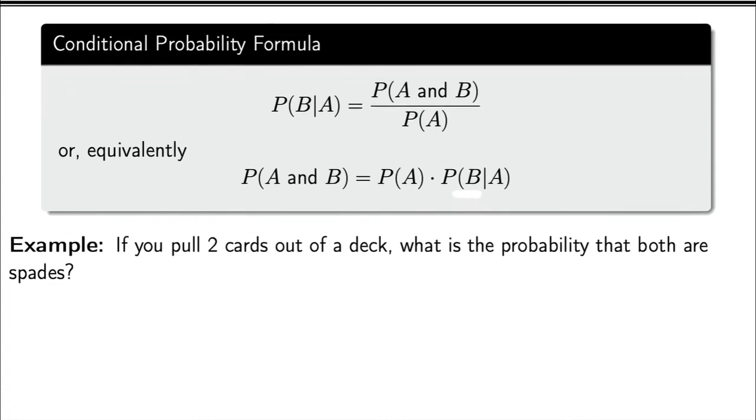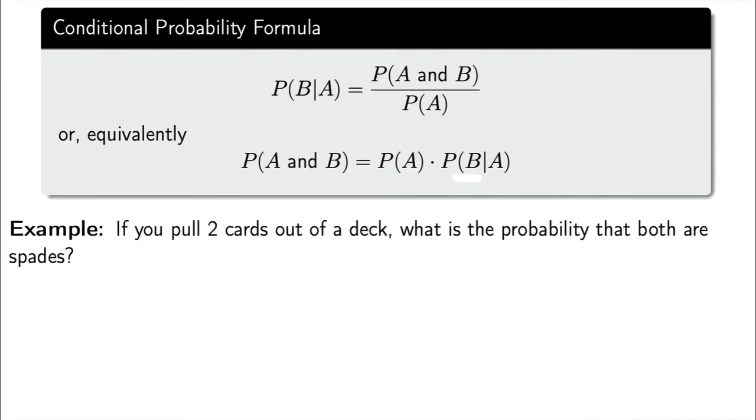Okay, let's go ahead and use this formula. If you pull two cards out of a deck, what is the probability that both are spades? Okay, so this is an AND, this is A and B. Probability of the first being a spade and the second being a spade. This is going to be equal to the probability that the first is a spade times the probability that the second is a spade, given that the first is a spade.